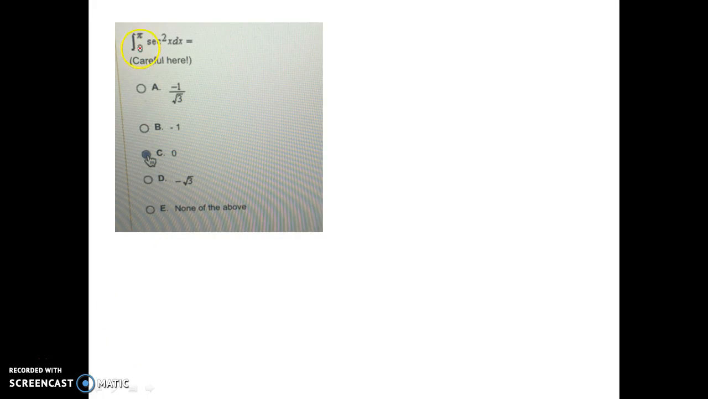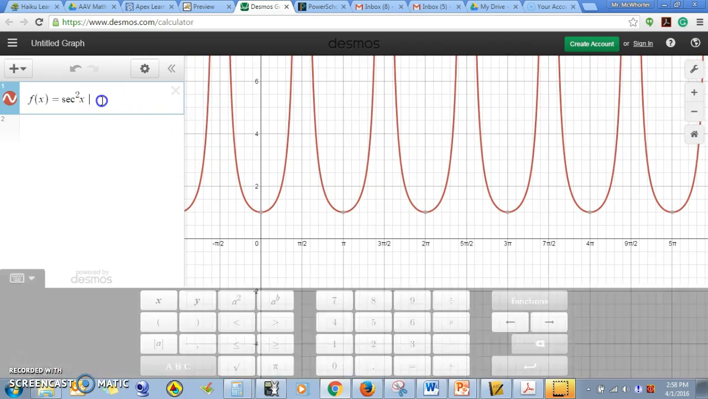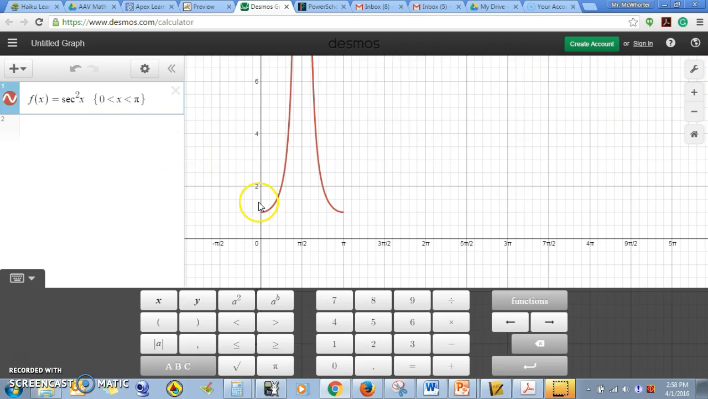Alright, so here is another one of Apex's famous trick questions. Think about what secant squared looks like. If we were to look at a graph of secant squared, it would look like this. And if we were to restrict the domain from 0 to pi, it would look like this. And then you might think, oh, well, that's cool.